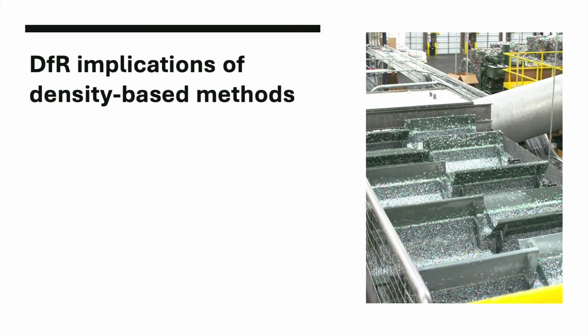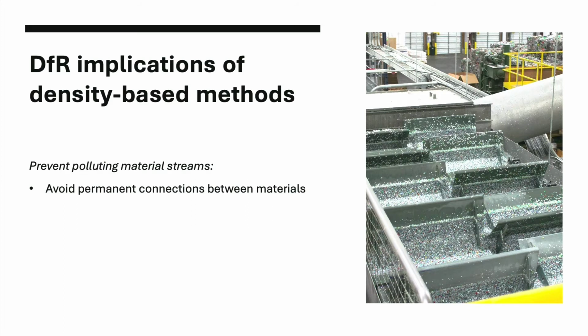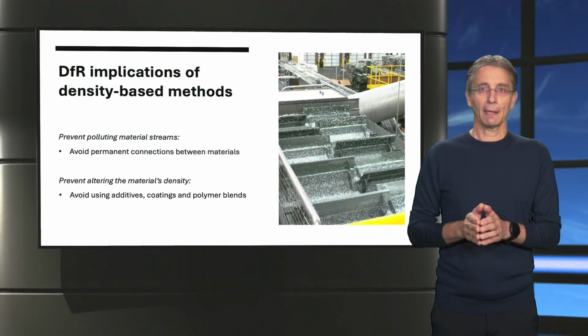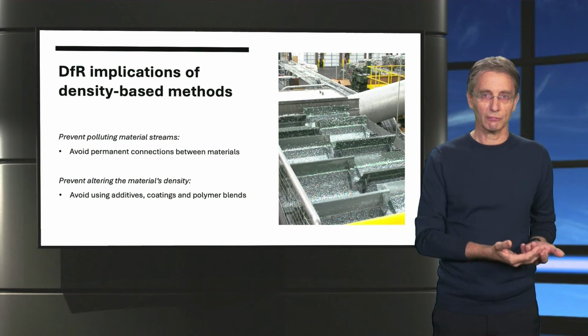The characteristics and limitations of these types of density-based sorting methods have clear implications for design for recycling. First of all, permanent connections between different materials should be avoided to prevent polluting one or the other material stream or making separation impossible. Also, try to avoid additives, coatings and polymer blends. These can change the density of the polymer to the point where it will be misidentified, again potentially polluting other polymer streams.